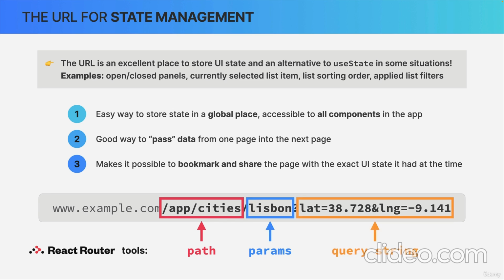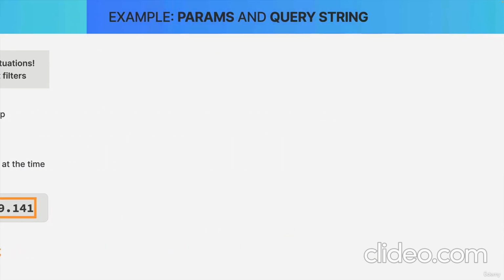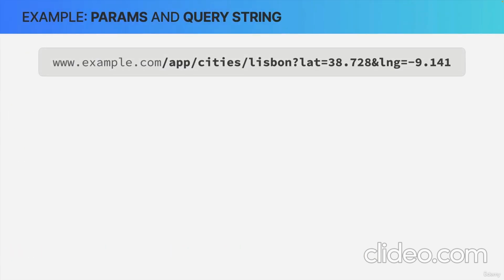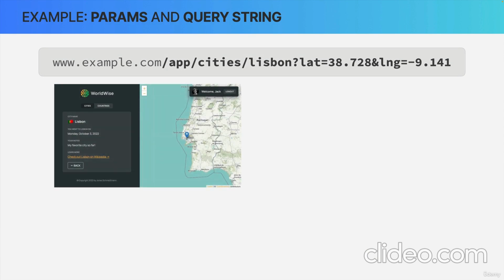Now, params, which stands for parameters, are very useful to pass data to the next page, while the query string is useful to store some global state that should be accessible everywhere. But to understand this a bit better, let's look at this example in more detail. So this URL that we just looked at corresponds to this view. And in the URL, you see that the param is Lisbon. And so, because of that, the page that was loaded is exactly about the city of Lisbon.